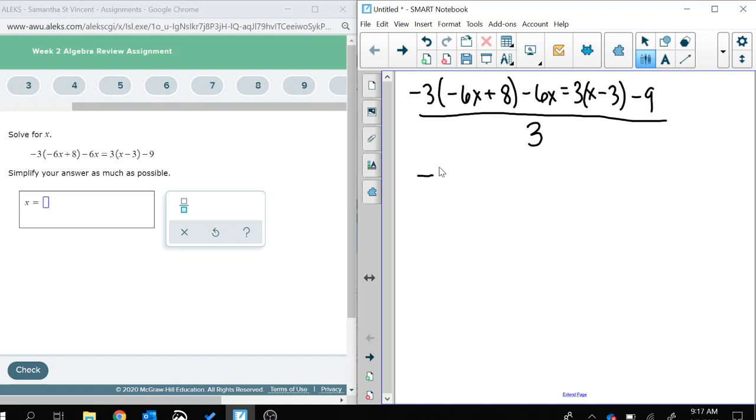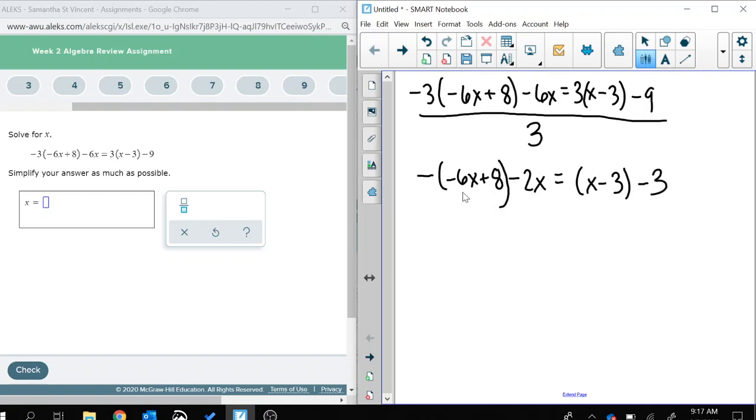and I would have just a negative 6x plus 8 minus, so negative 6 divided by 3 would be 2x, and then equals x minus 3 minus 3. Oops, I forgot to close my parentheses here.